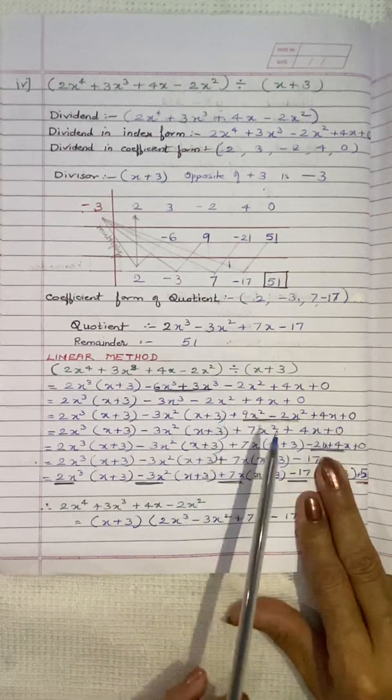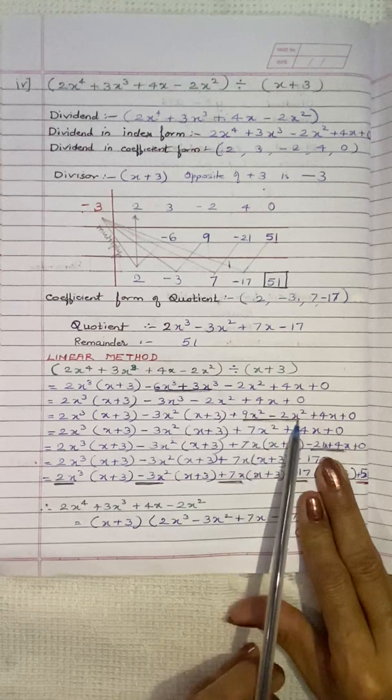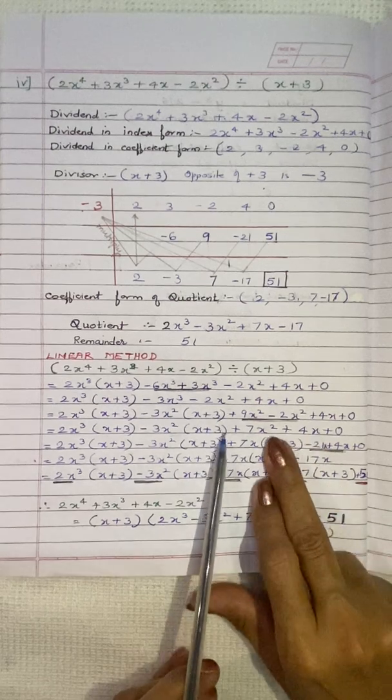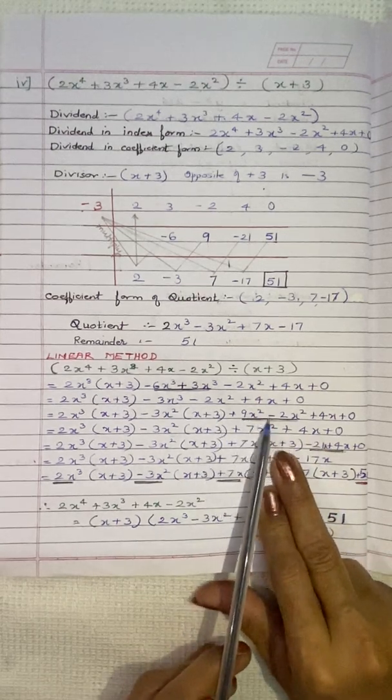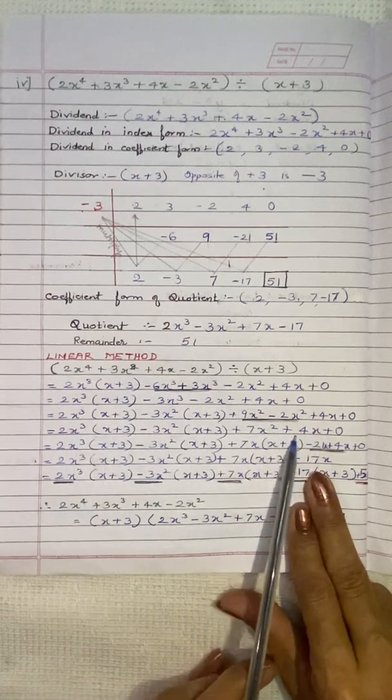Now we have got like terms over here. Always after multiplying, check whether there are any like terms. So here x square and x square are like terms. So next step we will solve this. 9x square minus 2x square gives us 7x square, and the rest of the sum we will copy as it is.